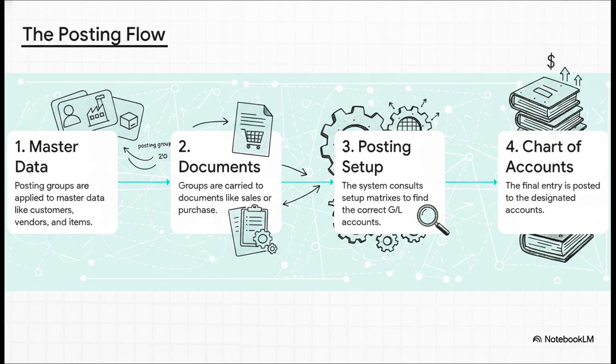When you create a document like a sales order, those people get on the bus, and they're carrying their posting groups with them. Then when you hit that post button, the system, our bus driver, looks at its map, which is the posting setup, and drops every single number off at its final destination, the chart of accounts.